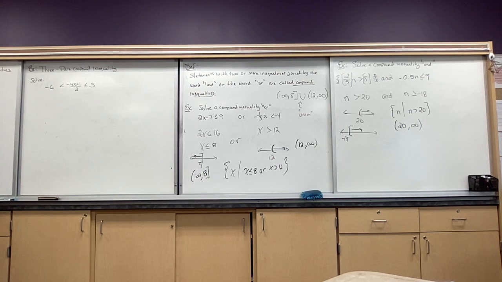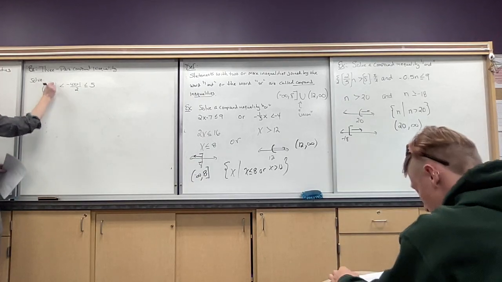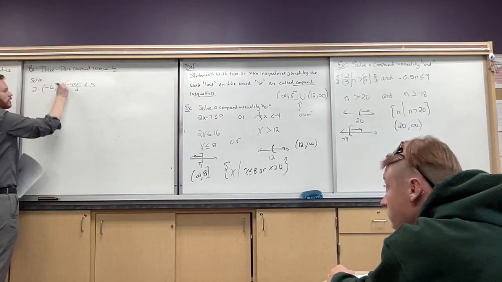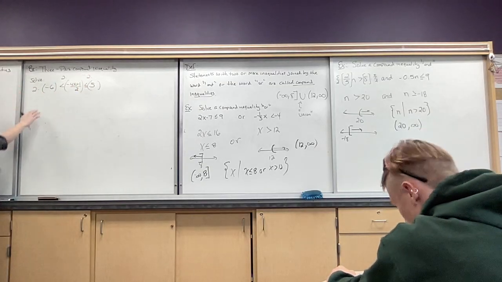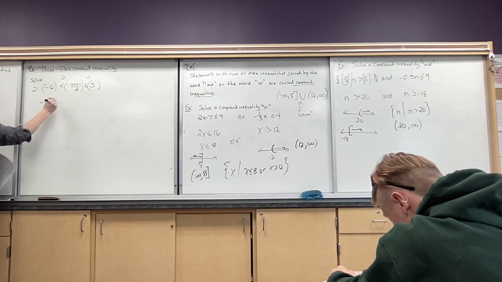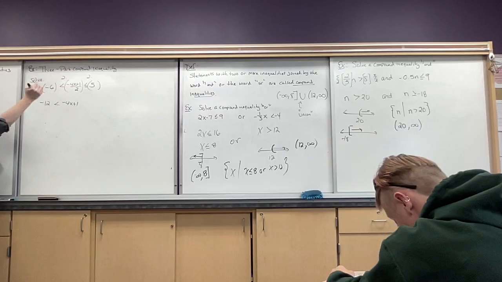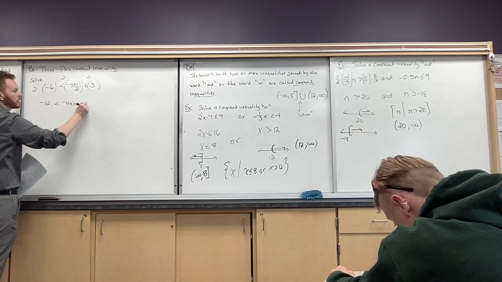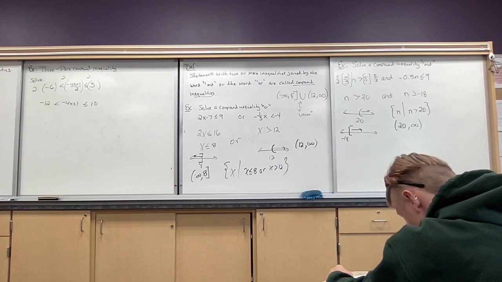Okay, so to get rid of that fraction, I'm going to multiply everything by 2. Not just this, but also this guy. So this gets a 2, this gets a 2, and the right-hand side gets a 2. So this becomes a negative 12. This is just negative 4x plus 1 because the 2 is reduced down. And then 2 times 5 is less than or equal to 10. That's a little easier on the eyes.